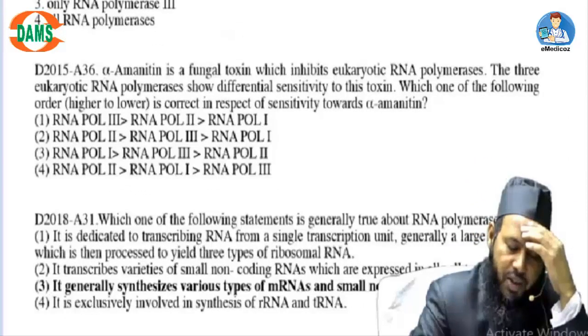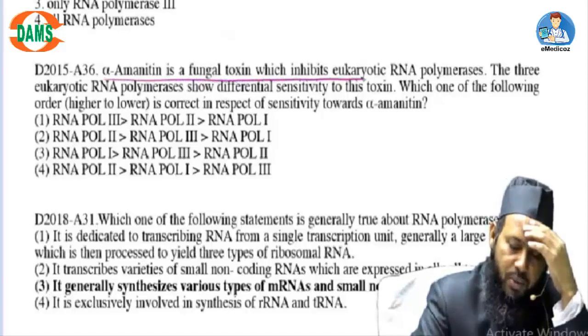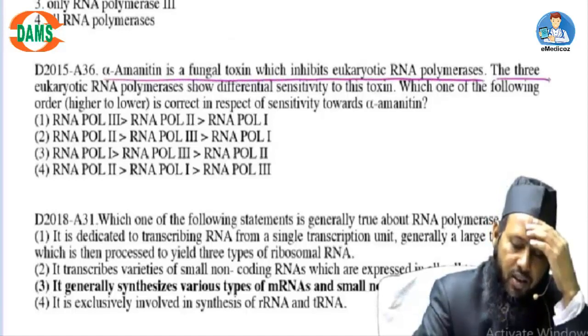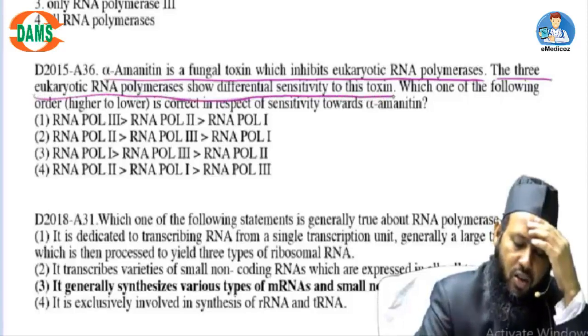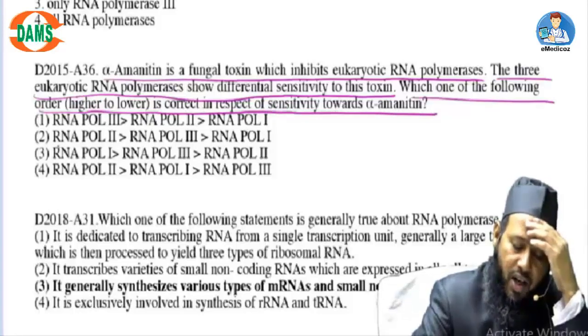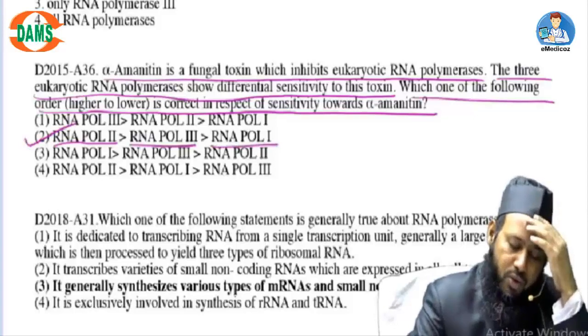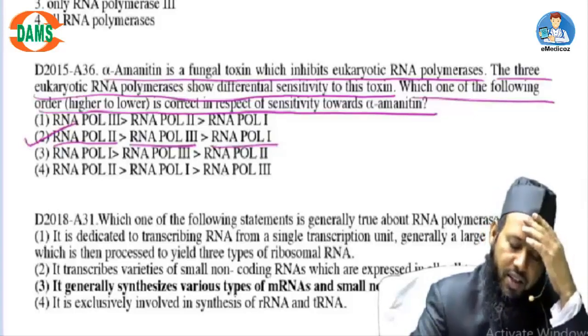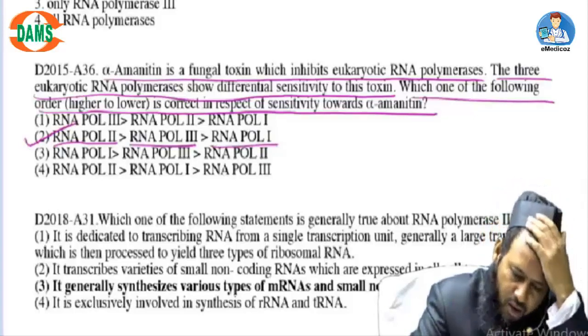Alpha amanitin is a fungal toxin which inhibits eukaryotic RNA polymerases. The 3 eukaryotic RNA polymerases show differential sensitivity to these toxins. Which one of the following orders, higher to lower, is correct with respect to the sensitivity towards alpha amanitin? You already know that RNA polymerase 2 is most sensitive, then RNA polymerase 3, and then RNA polymerase 1. So the answer will be RNA pol 2 greater than RNA pol 3, and RNA pol 3 greater than RNA pol 1.